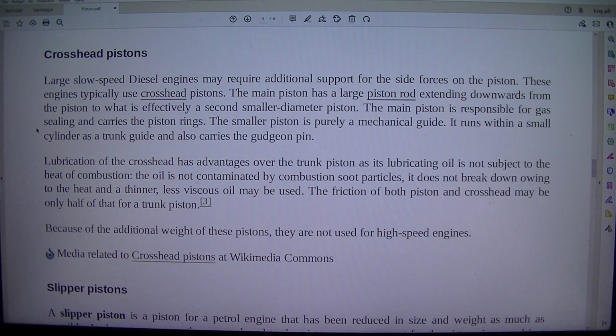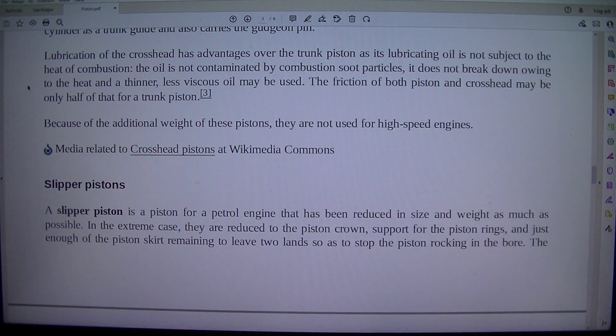The smaller piston is purely a mechanical guide. It runs within a small cylinder as a trunk guide and also carries the gudgeon pin. Lubrication of the crosshead has advantages over the trunk piston as its lubricating oil is not subject to the heat of combustion. The oil is not contaminated by combustion soot particles.